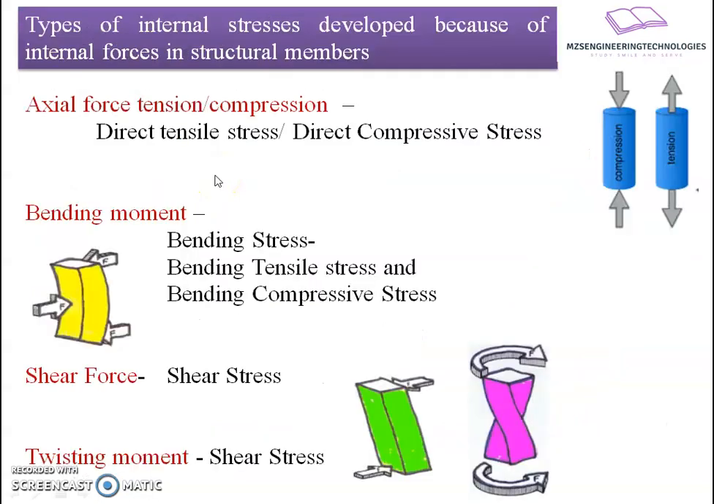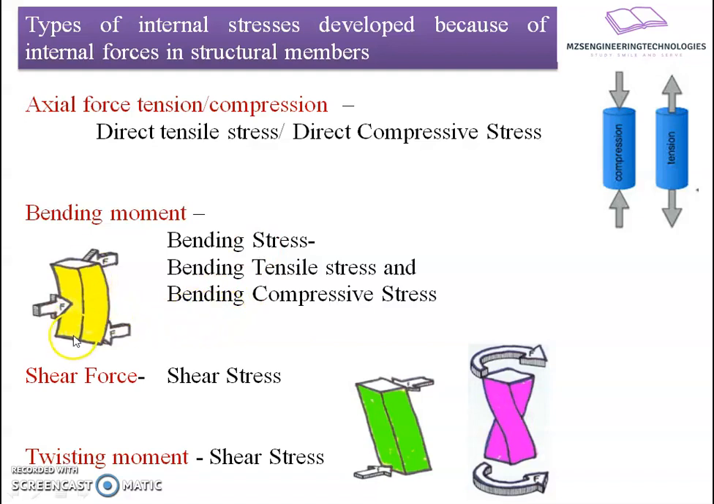Okay, let's move towards the types of internal stresses developed because of internal forces in the structural member. Here my members are subjected to various loading conditions, as we have already stated. Due to these loading conditions, there may be axial force developed along the section, in tension or compression, thereby introducing stresses like direct tensile stress and direct compressive stress. In a similar way, the material may be subjected to bending moment. This bending moment will give rise to bending stress, which may be tensile bending stress or compressive bending stress.